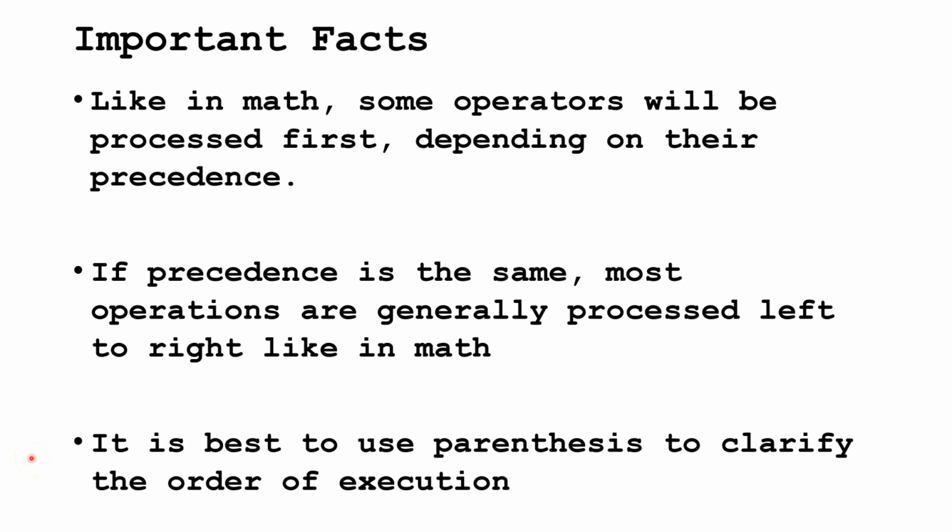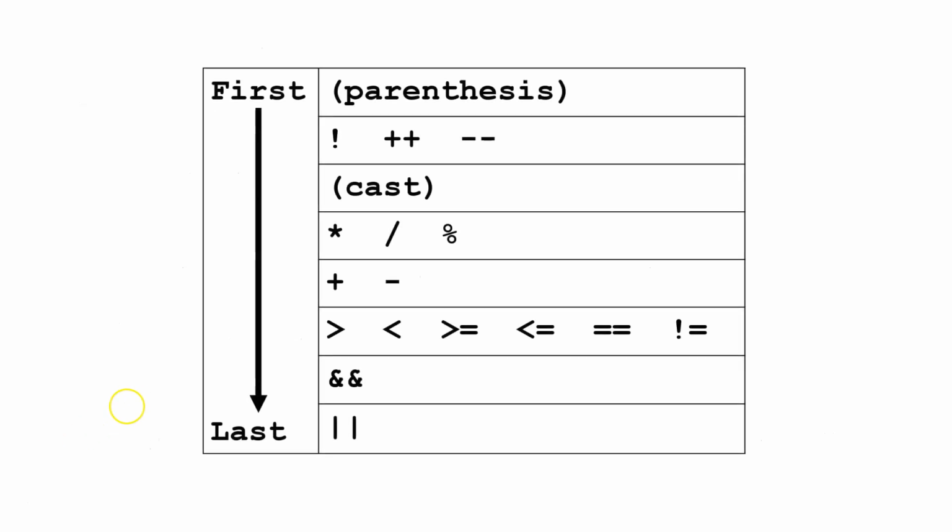It is best to use parentheses to clarify the order of execution. We want to make it as easy as possible for other programmers to understand our code, even if they don't have a perfect understanding of order of execution. Let's look at this simplified table to let us know what comes first and last. This will cover about 99% of the circumstances you're going to run into.